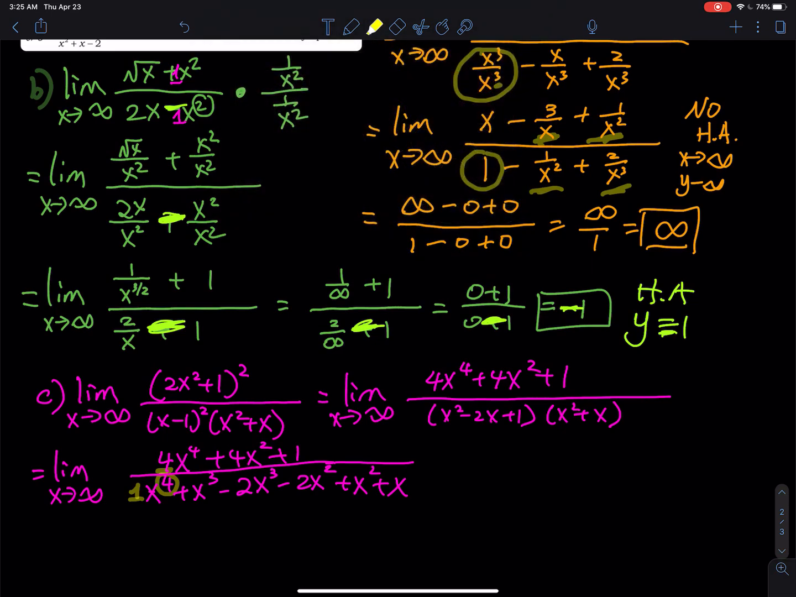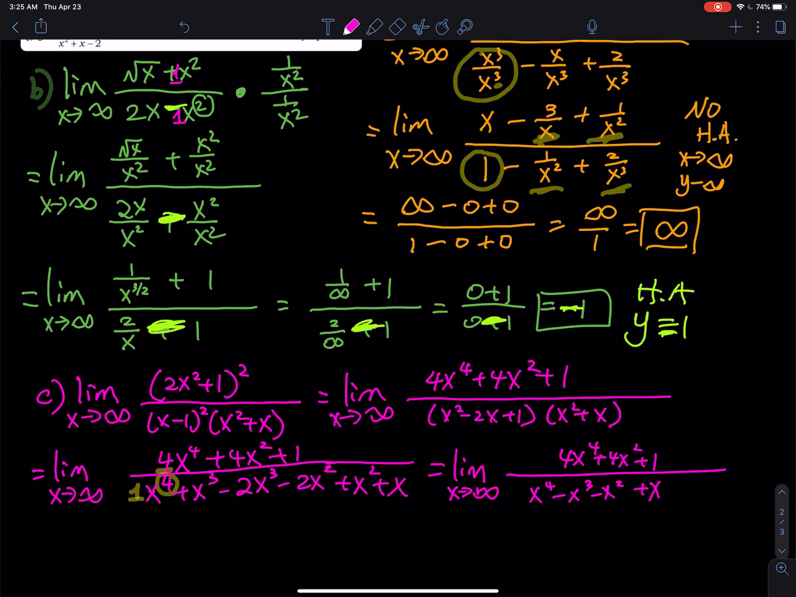So let's do the rest, because you have to show your work to earn credits, right? So you have the limit as x approaches infinity. The top is 4x to the 4th plus 4x squared plus 1, and then the bottom is x to the 4th, minus x to the third, minus x squared, negative 2 plus 1, and then plus x. I can simplify the third power.